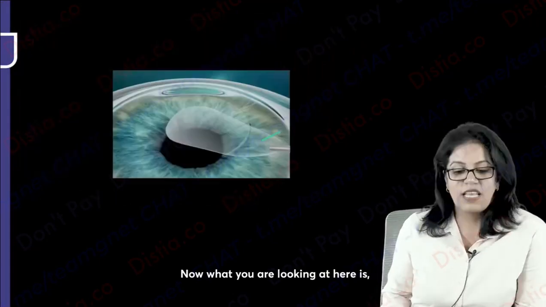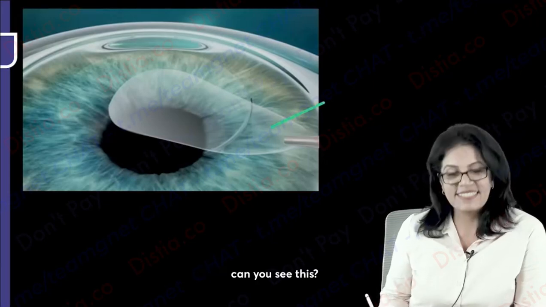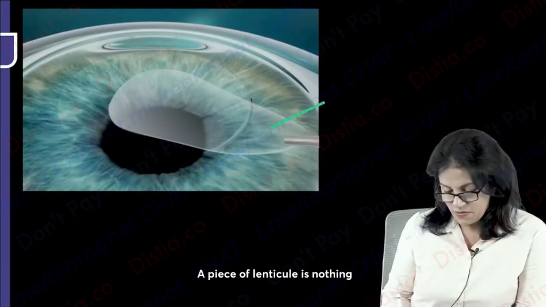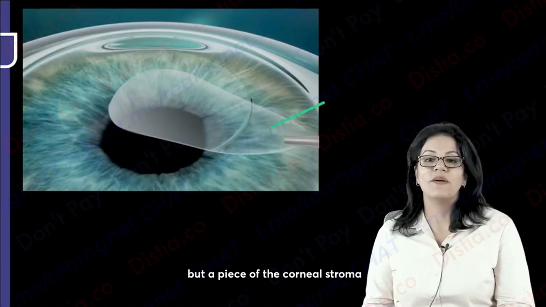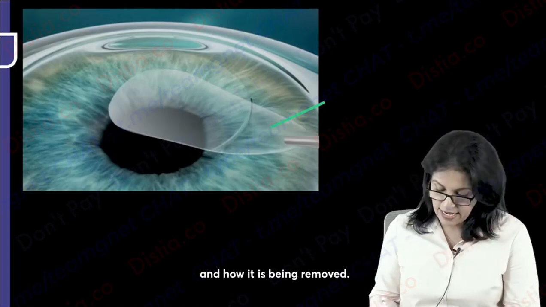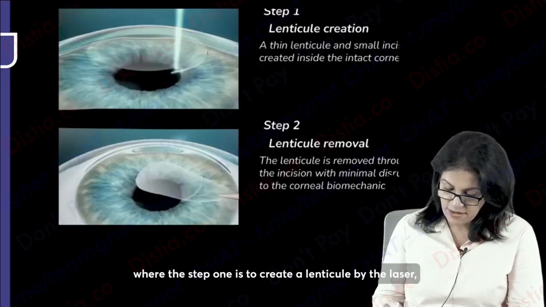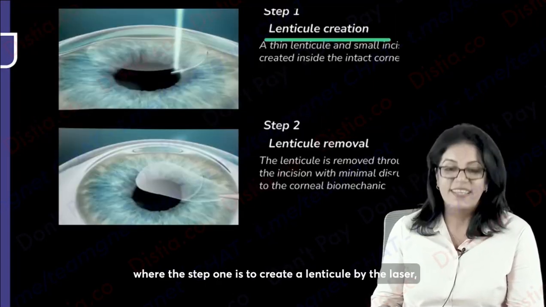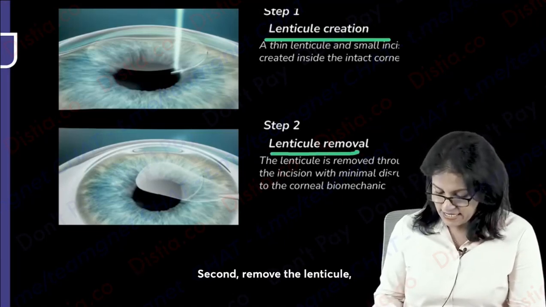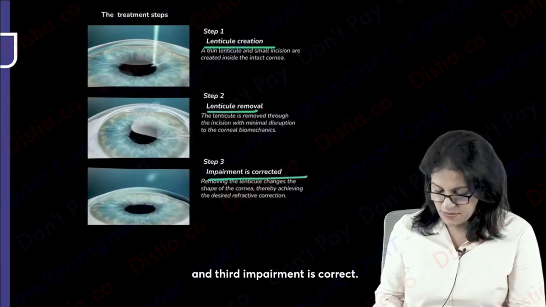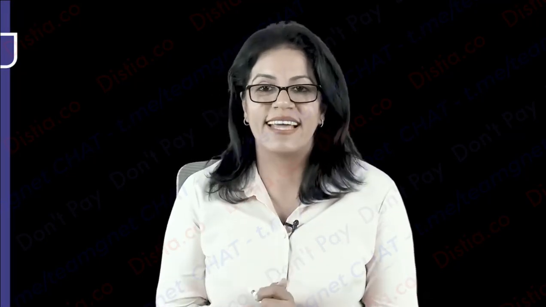Now what you are looking at here, can you see this? A lenticule is nothing but a piece of the corneal stroma which has been cut by the femtolaser, and this is how it is being removed. So this is the SMILE procedure, where step 1 is to create a lenticule by the laser, cut the piece. Second, remove the lenticule, and third, the refractive error is corrected. So this is a broad idea about lasers in the eye.